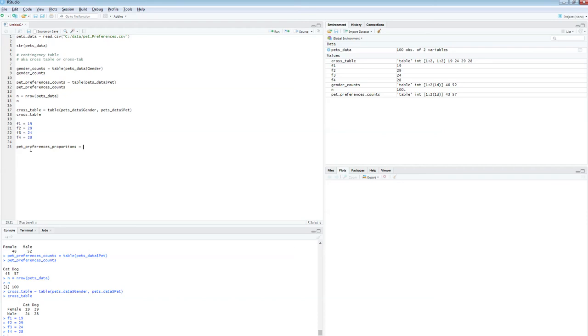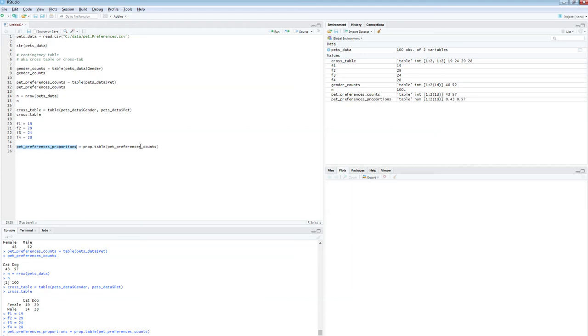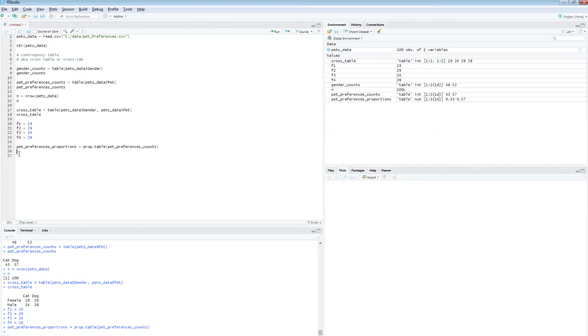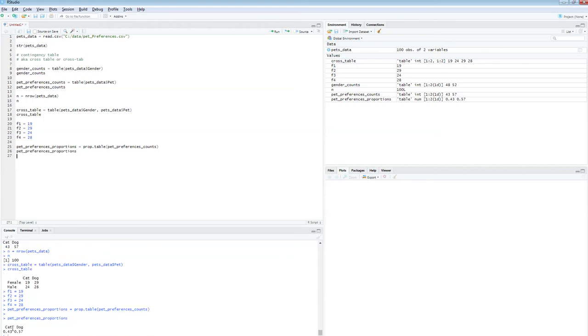It's kind of a long name for the variable, but who cares. Prop.table, and I have to feed prop.table the variable that contains the counts. So let's do that and see. Well, I kind of know what to expect. Out of 100 people, 43 preferred cats, that's 43%, and 57 preferred dogs, that's 57%. So that's exactly, no, hold on. That's exactly what I see right here.